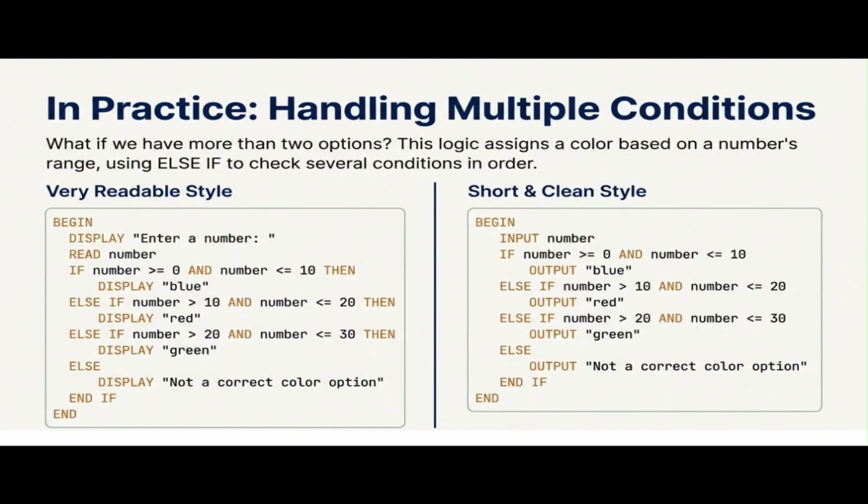What if there are more choices? For this next example, assign colors by number range. 0 to 10 blue, 11 to 20 red, 21 to 30 green, else error.